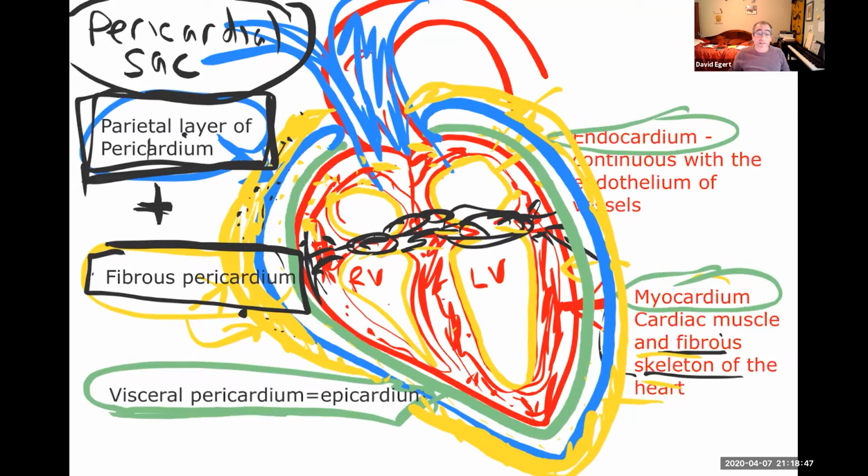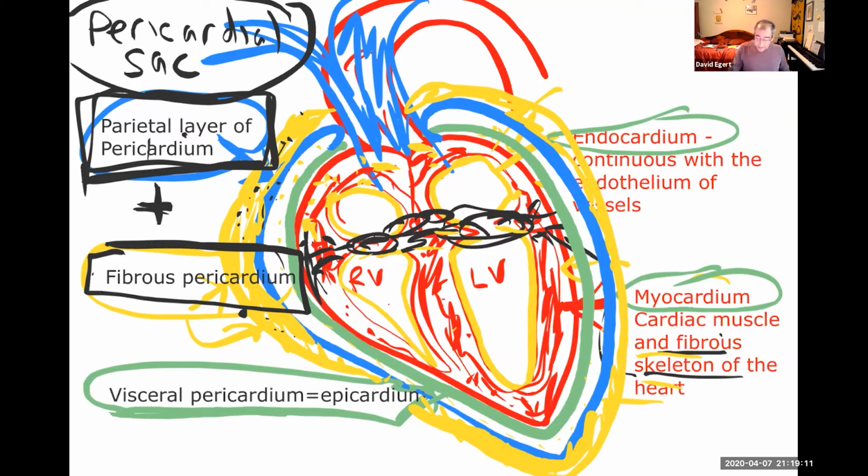One of the books I read says the heart beats about 3 billion times during your lifetime. So it's 3 billion. You need to have some good protection against friction if you're going to rub against your chest 3 billion times during your lifetime. So that is that pericardial sac.